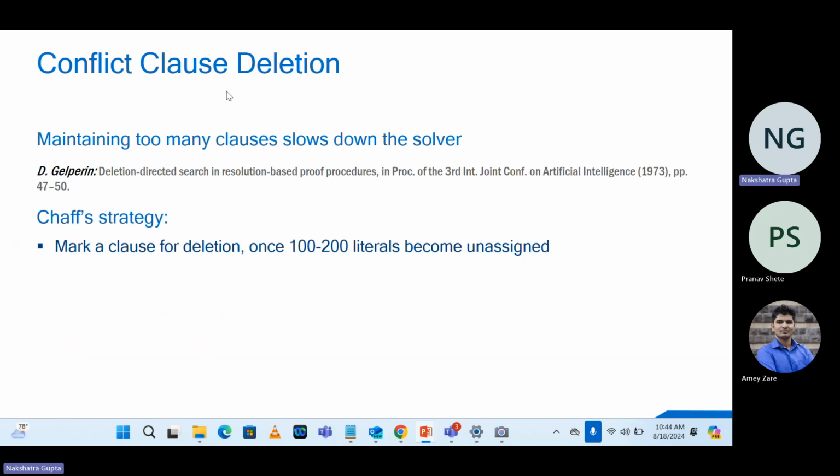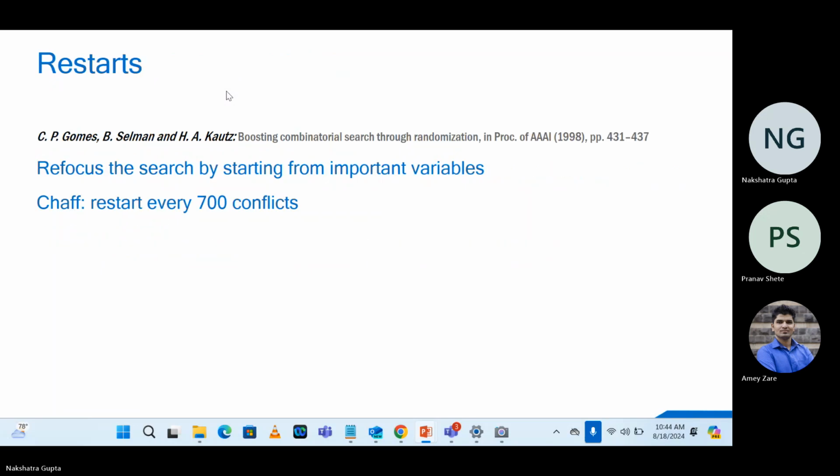So now we go to conflict clause deletion. It was noted years ago that if you just keep learning clauses, not only in SAT but in every constraint solver, and you don't delete them, then you're in trouble. Too many clauses, too much information. So you have to delete clauses, and what SAT does is delete them once a certain number of variables become unassigned. And finally, restarts. This is also very important.